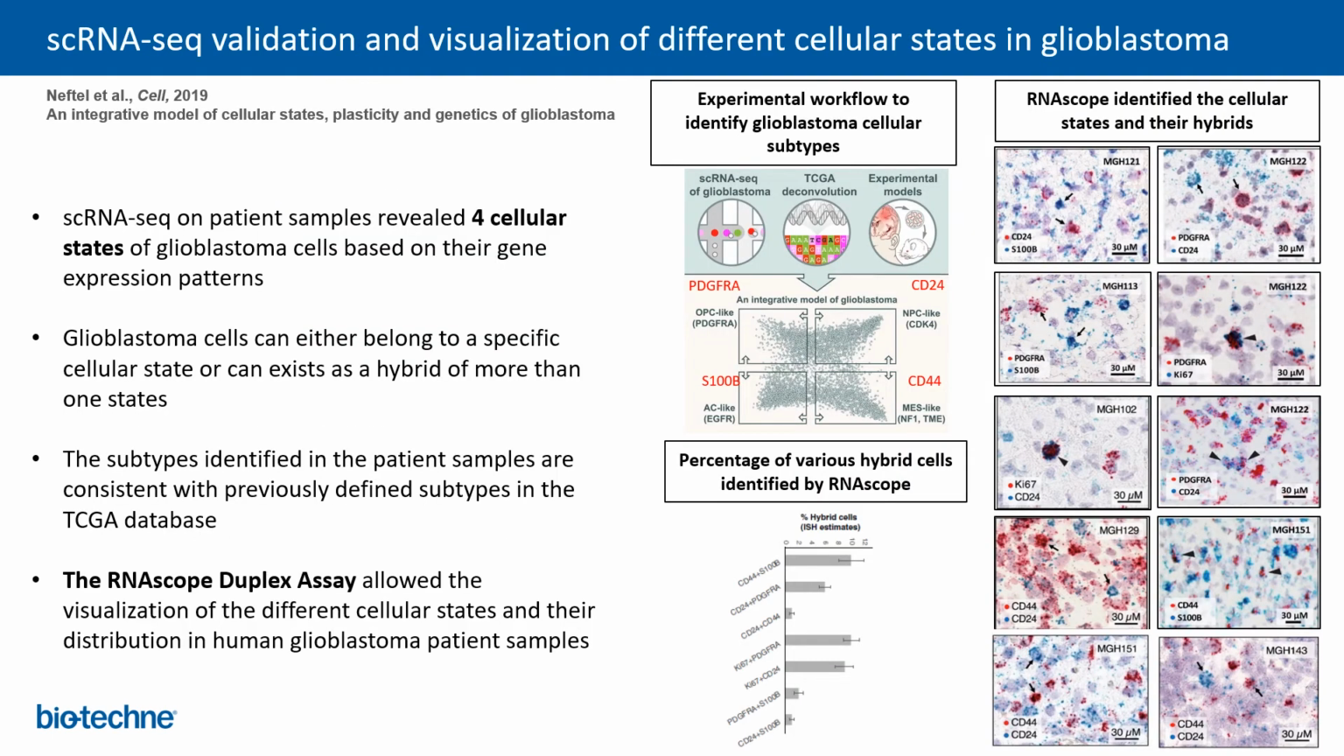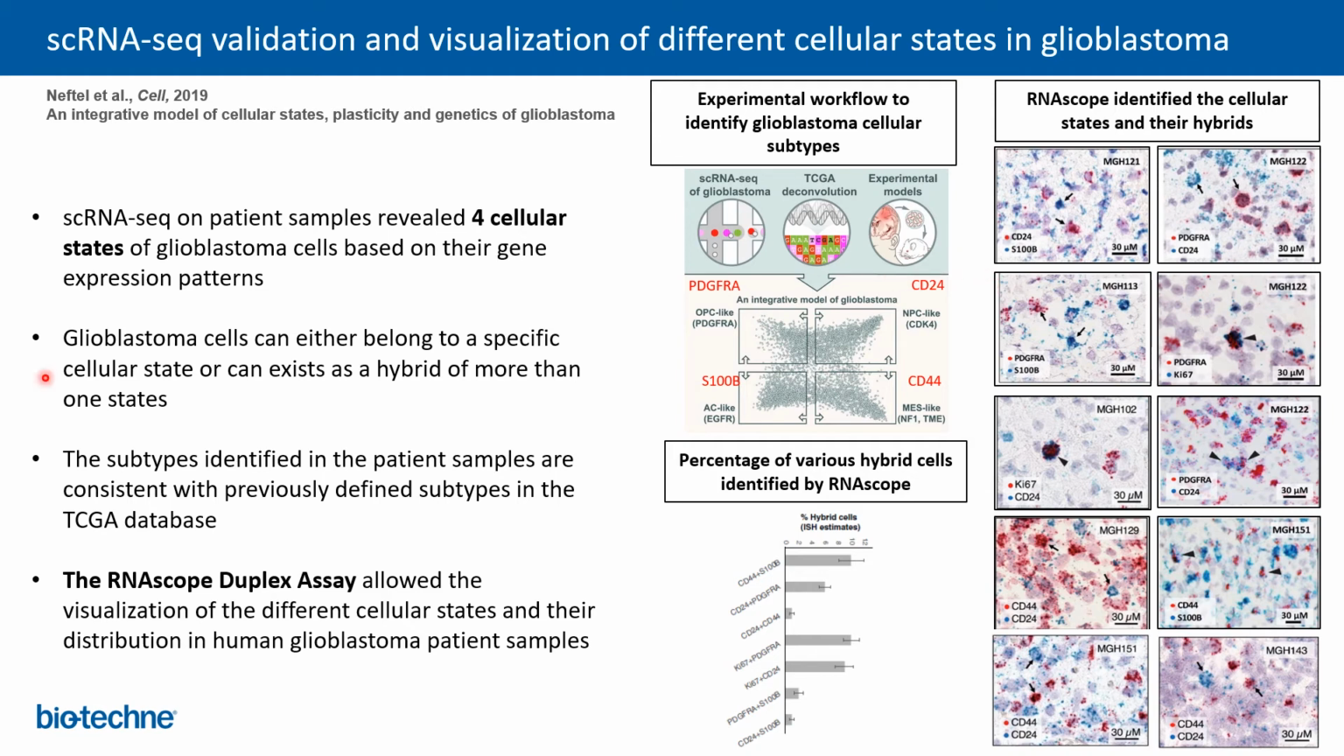An example of how that has been used: in this particular example, a group from Harvard and MIT used the RNAscope assay to validate single-cell RNA sequencing for glioblastoma research. After performing single-cell RNA sequencing, they were able to identify 4 different subpopulations, or cellular states, of glioblastoma cells, each of which was characterized by specific gene expression markers. What they realized was that each of these cellular states had a specific marker that it expressed.